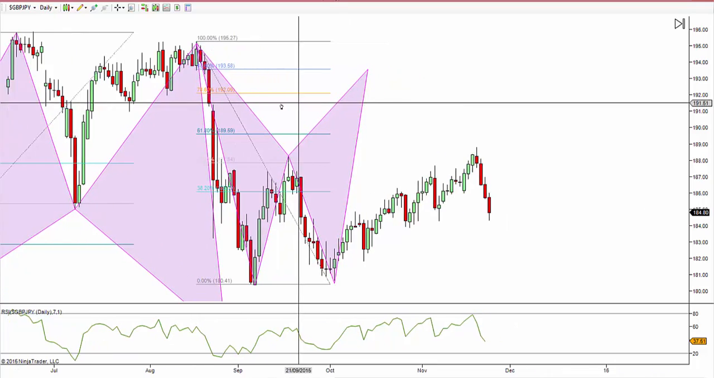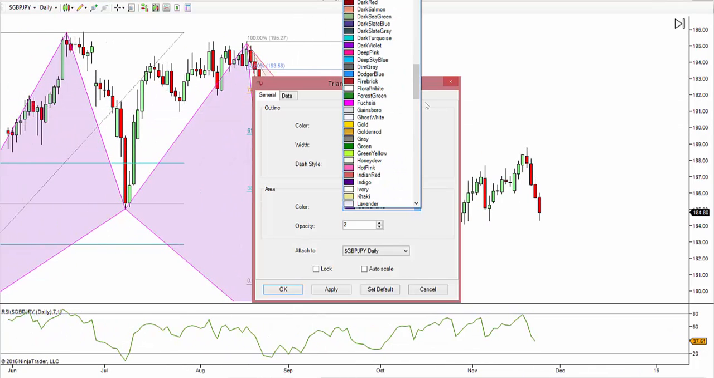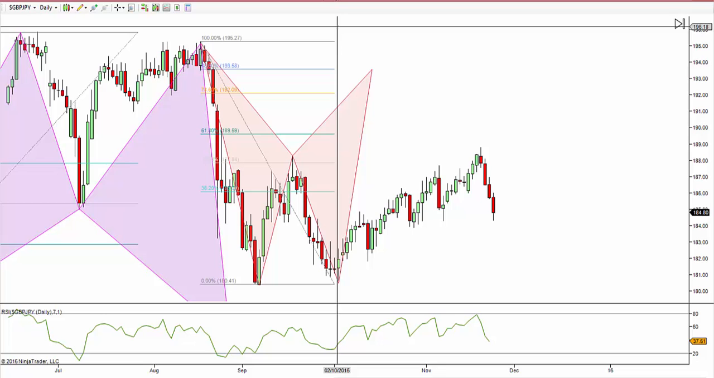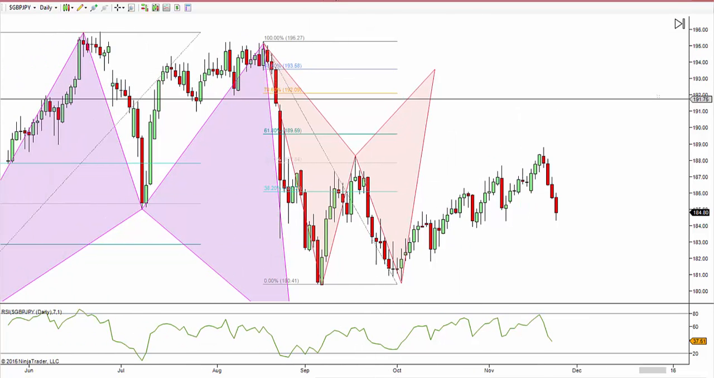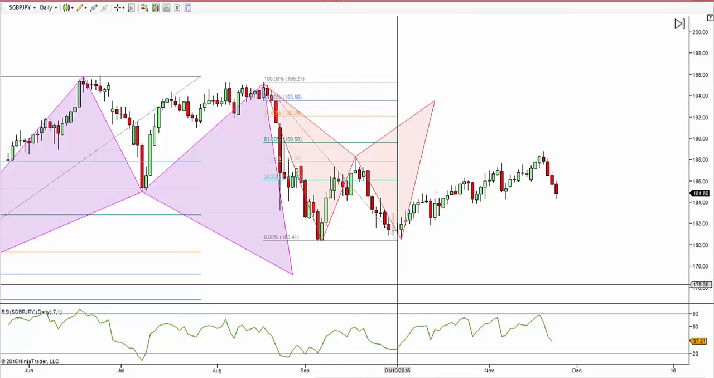So we've got two patterns. I can just change the color for you quickly. There we go. So we changed the color on the bearish bat pattern. So we've got two opportunities for you daily traders. You can check it out yourselves, analyze it for yourselves. We've got a bullish bat if price moves back down and breaks this structure level here.